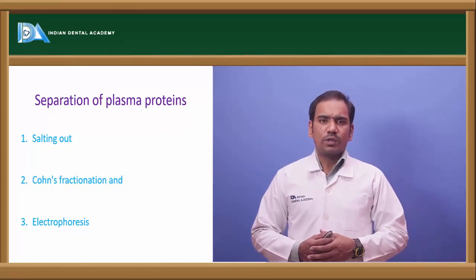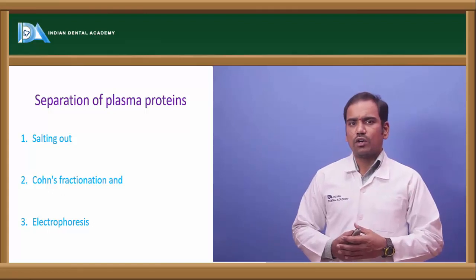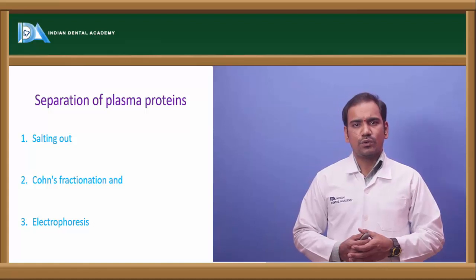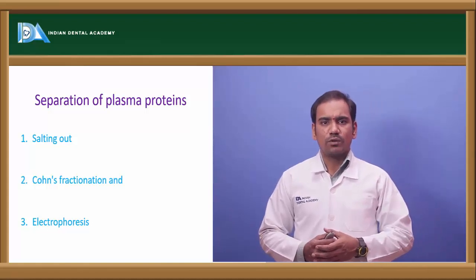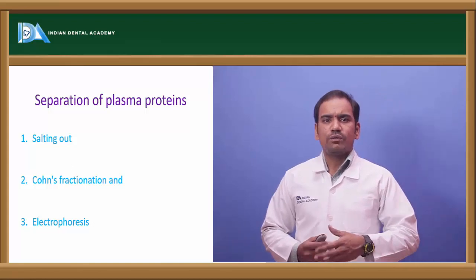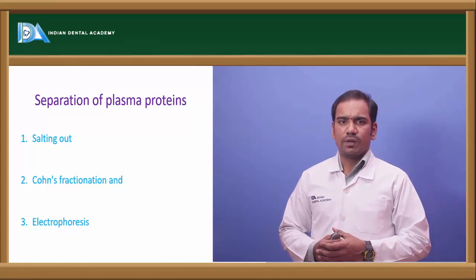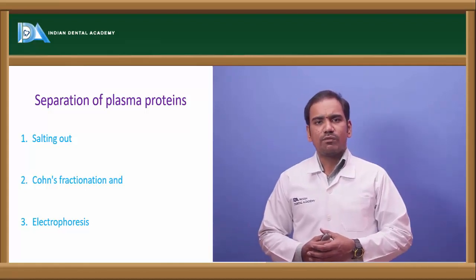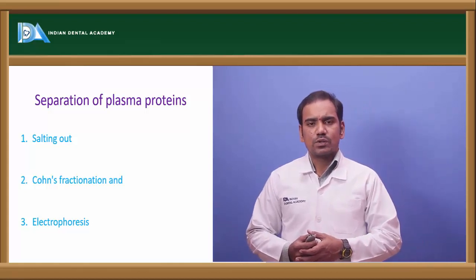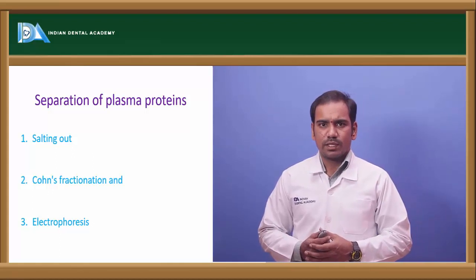These plasma proteins can be separated by different methods, and the three common methods are salting out, Cohn's fractionation, and electrophoresis. What is salting out? We use different salts to separate the proteins, like ammonium sulfate. Ammonium sulfate is used for separation by a process called precipitation, so salting out generally uses precipitation so that proteins can be separated.